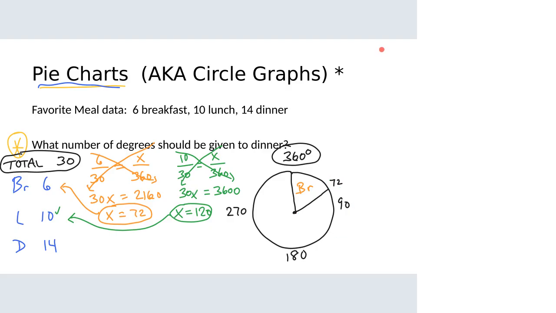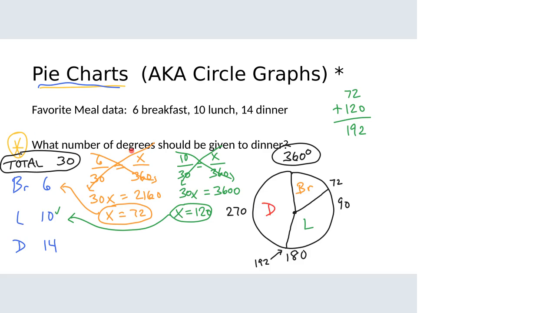I'm not sure where that's going to land me, but 72 plus 120, so 192. Again, kind of a clumsy number to put on our pie chart, but we'll go down here where 192 would be. And then we're going to give that part of our pie chart to lunch. All right, well then by default, the remaining part over here has to be dinner, and that's true.